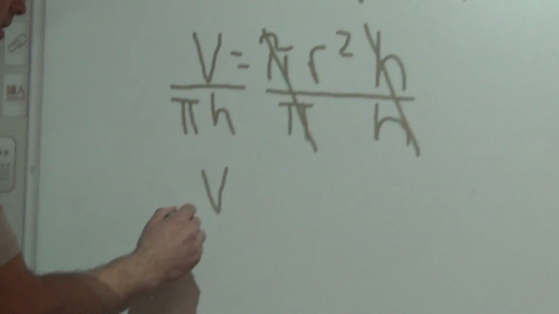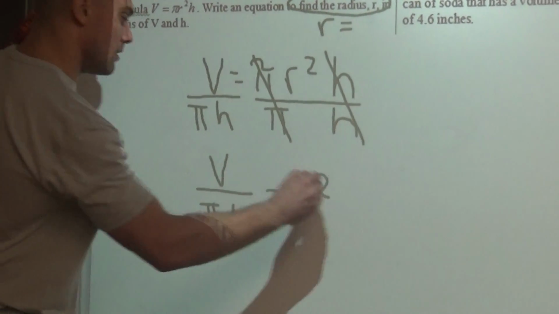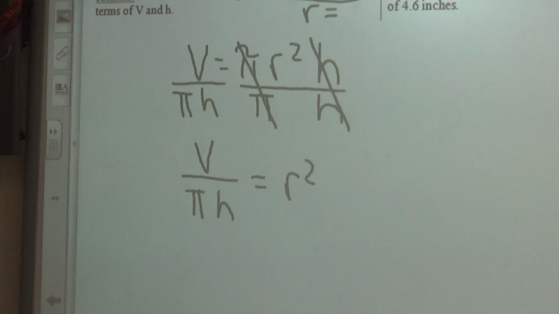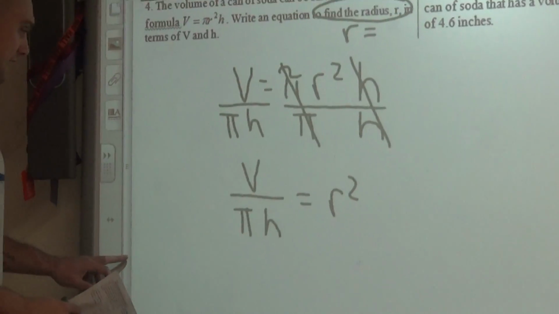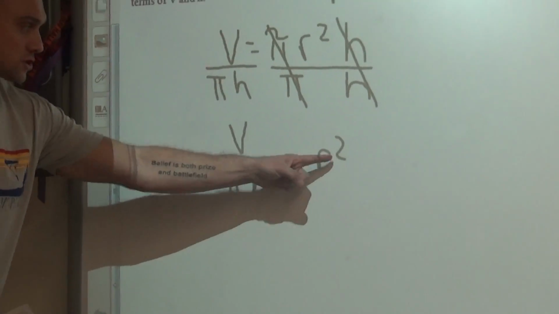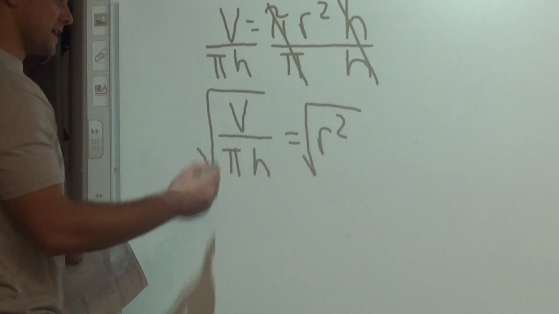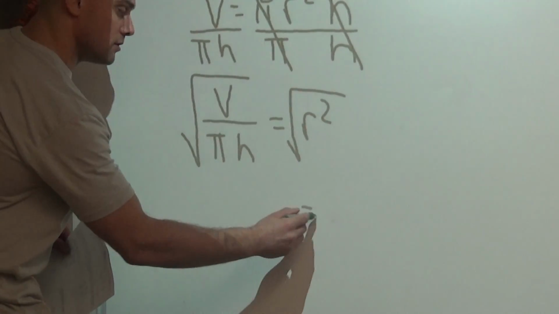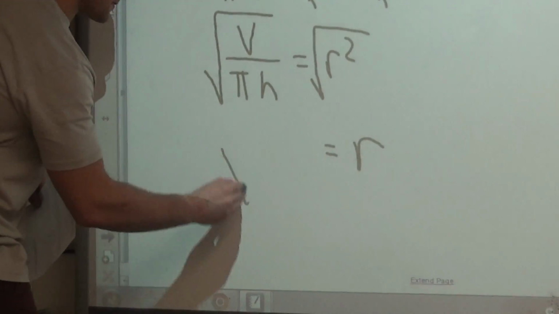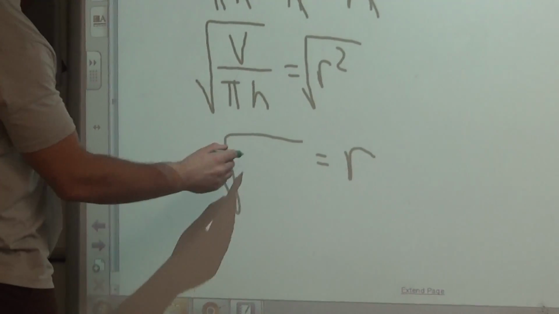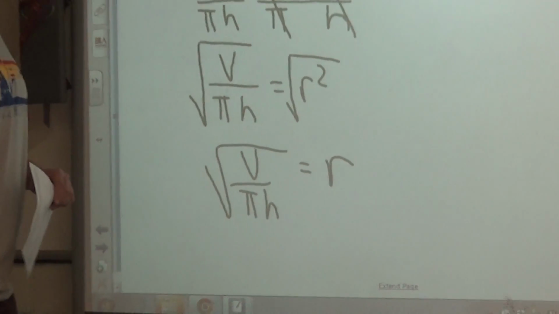So now I have v over pi h equals r squared. So again, almost done here. We need r by itself. So the next thing we're going to do to get rid of the square, we need to take the square root. So I take the square root of both sides. So this gets r by itself, which is what we want. And then on the left side, I'm left with the square root of v over pi h.